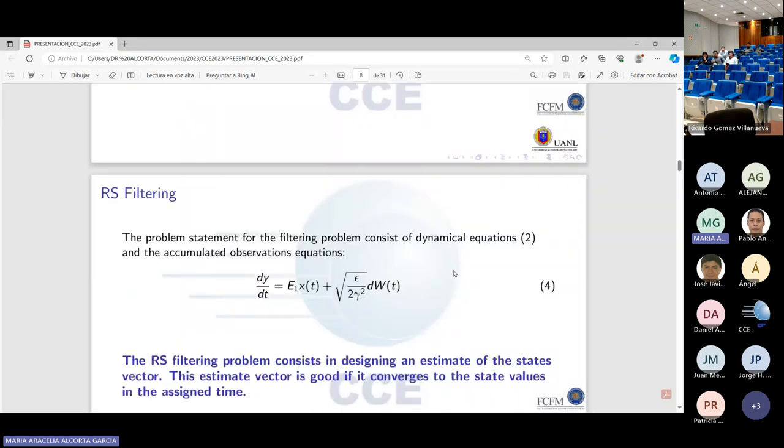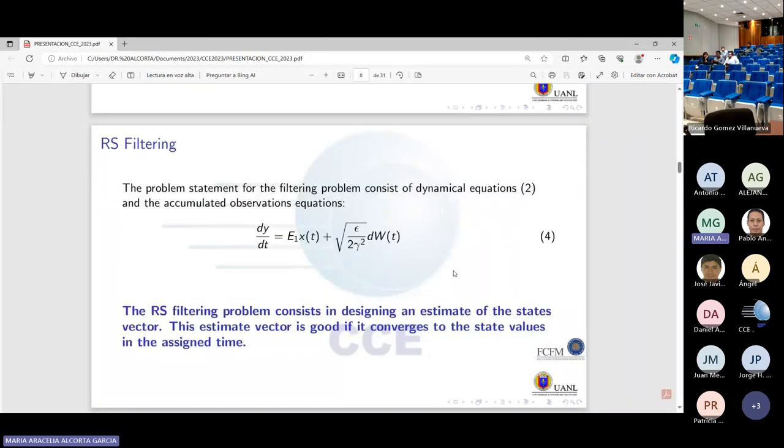On the other hand, for the risk-sensitive filtering equations problem statement, we have the dynamical equation two, and we add the accumulated observation equations given by four. You can see it's a differential equation, and these accumulated observations contain a stochastic noise term with diffusion parameters epsilon and gamma. The risk-sensitive filtering problem consists in designing an estimate of the state vector. This estimate vector is good if it converges to the state values in the assigned time.